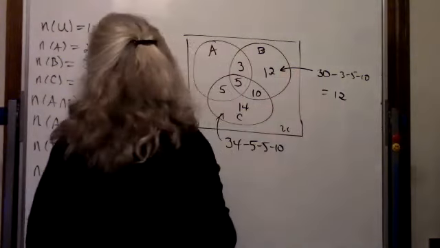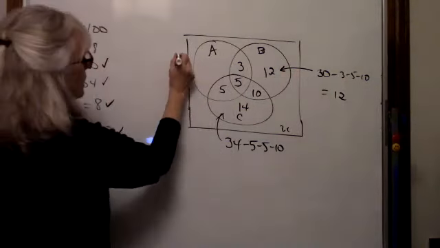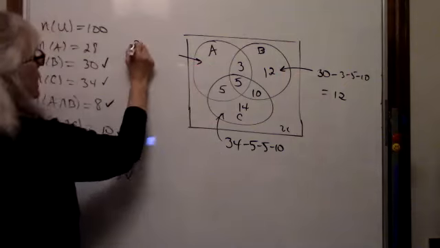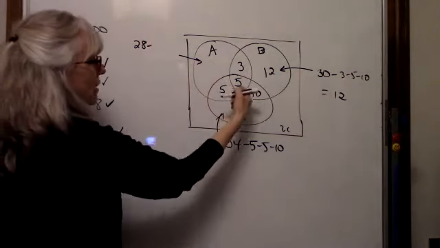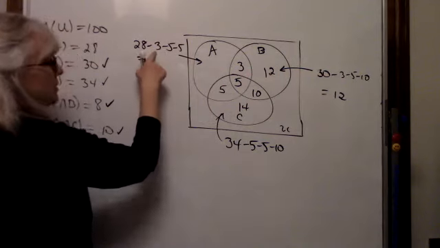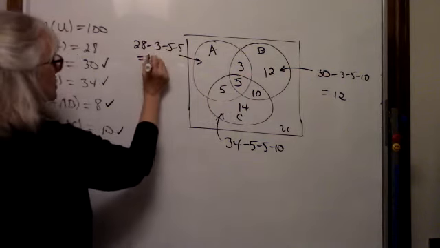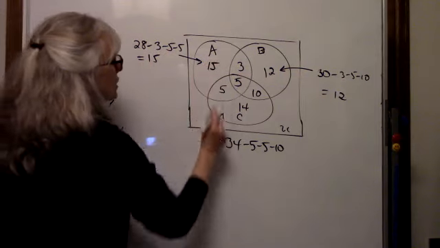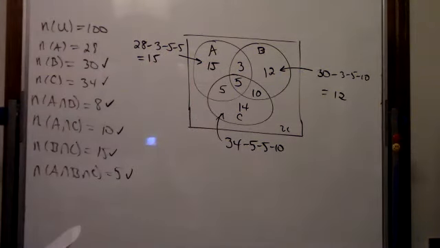Okay, over here in set A, we need 28. Well, we already have 3, 5, and 5. So minus 3, minus 5, minus 5. So that's 13 from 28, which is going to give us 15. So again, we subtracted our way out of them.